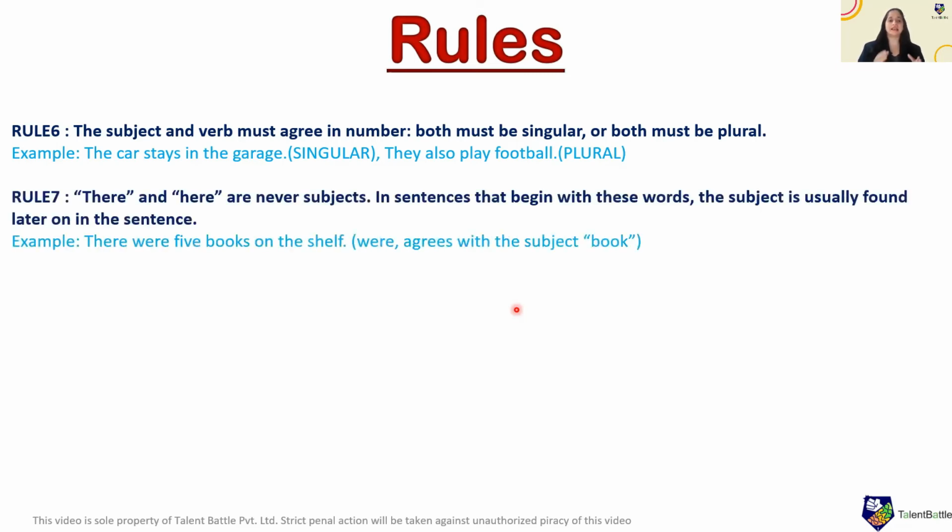Next rule, there and here are never subjects. They are demonstrative pronouns. There is a mountain, here is a girl. So you're pointing towards them. They are not subjects, they are demonstrative pronouns. There were 5 books on the shelf. So there were, because it agrees with the subject.